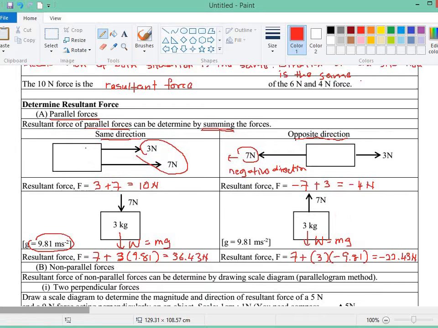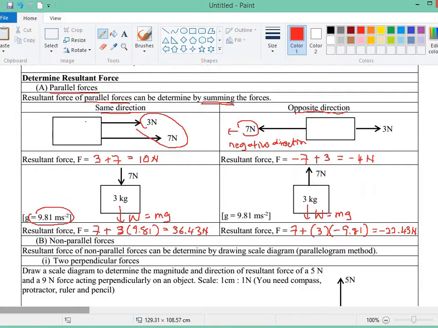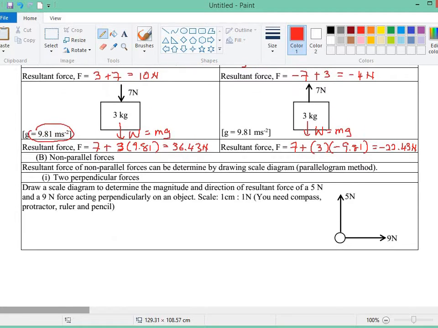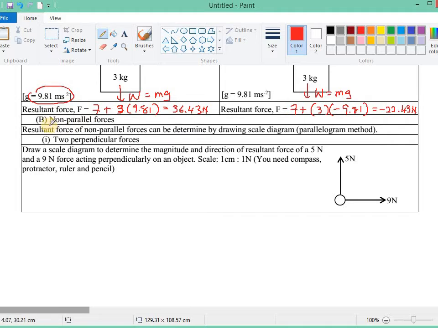Any problem? So just now we learned how to determine the resultant force for parallel forces. Very simple. Just sum the forces together. Now how about non-parallel forces? Non-parallel forces means the two forces are in different directions. It's not parallel.